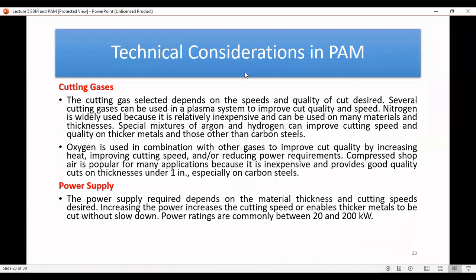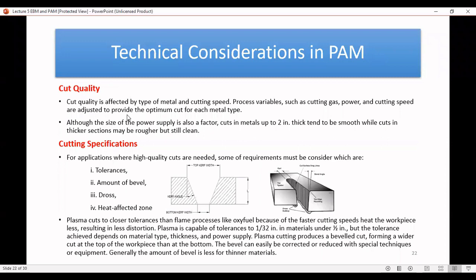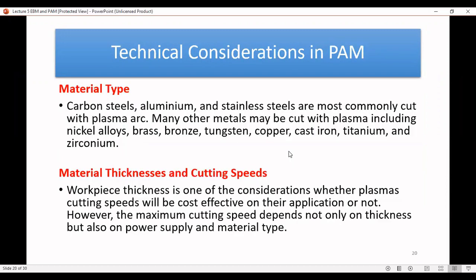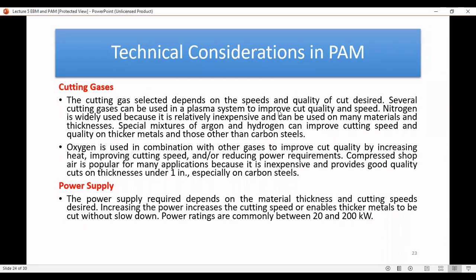Some of the considerations in PAM, cutting gas. The cutting gas selected depends on the speed and quality of the cut desired. So the cutting gas is this gas, the gas that's going through here. So that's a cutting gas, right? This is the gas that will be converted into plasma. So the cutting gas depends on the speed and force.